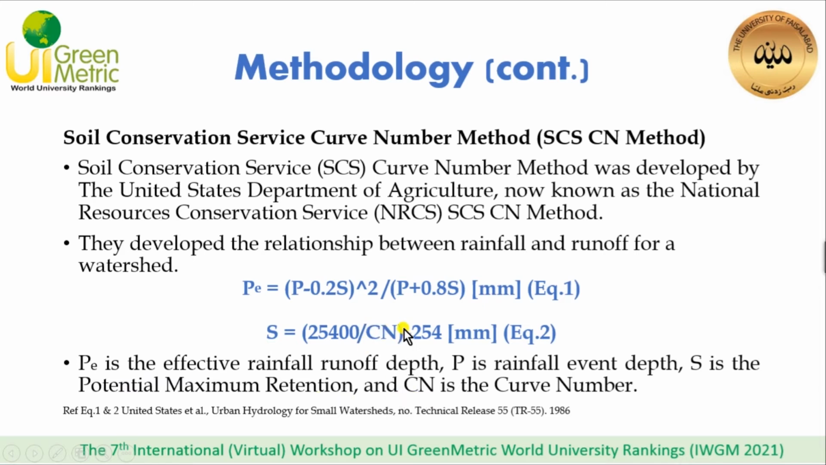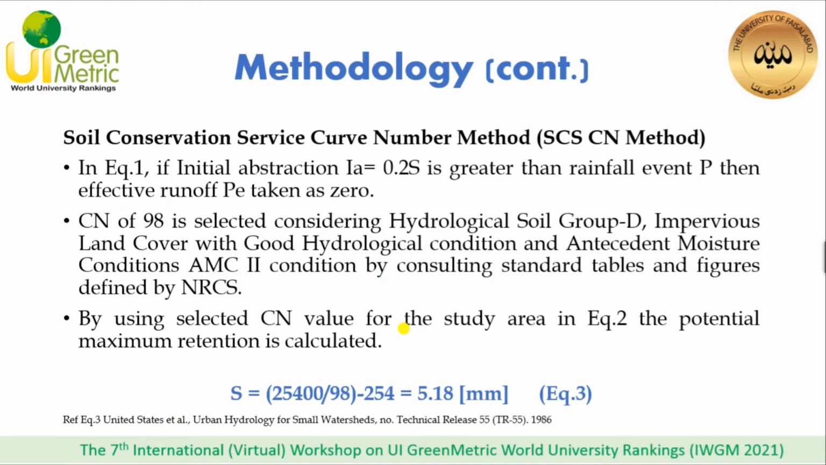Also in equation 1, if the factor 0.2S, which is the initial abstraction, is greater than the event value P, then the effective runoff PE is taken as 0. If the initial abstraction is greater than the total rainfall, then obviously the effective runoff will be 0.